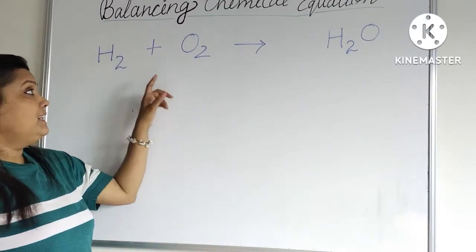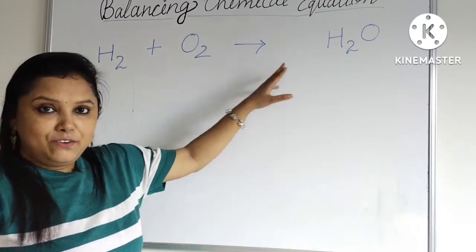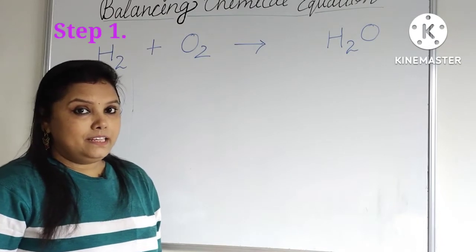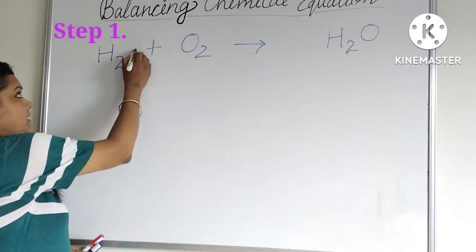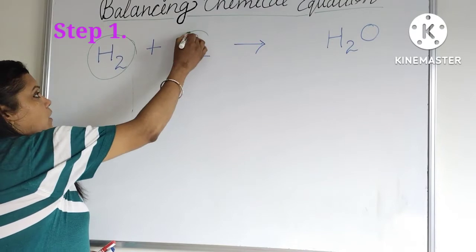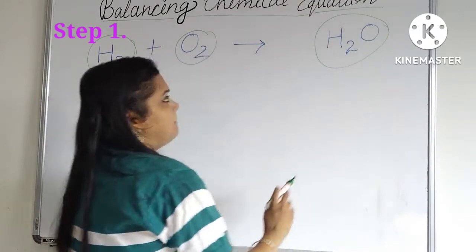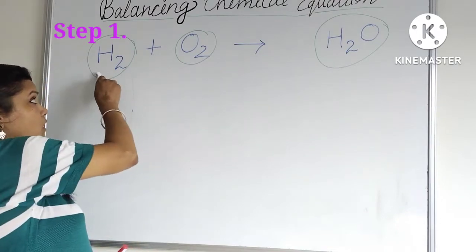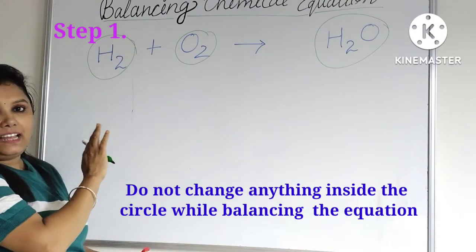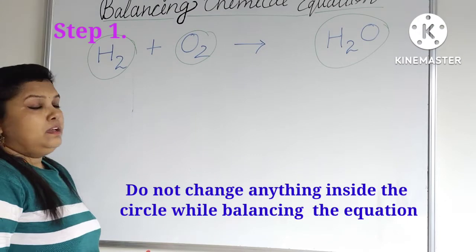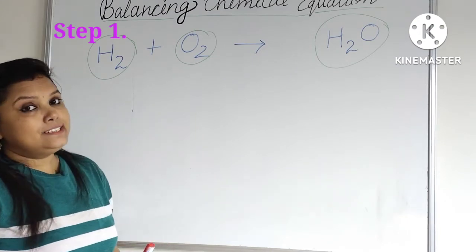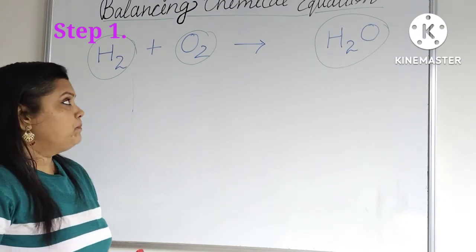Hydrogen reacts with oxygen to give water. The first step is to draw a circle around each formula. And we are not going to change anything inside the circle. Okay, why? Because we don't want to change the formula. This is the first rule.